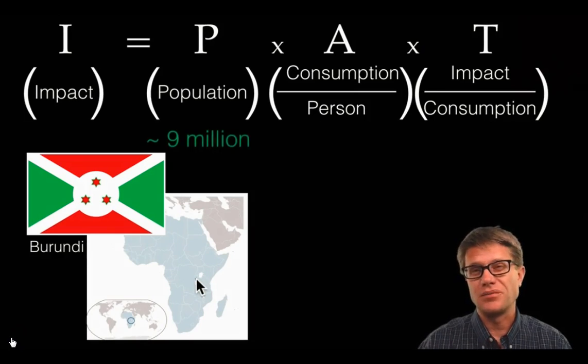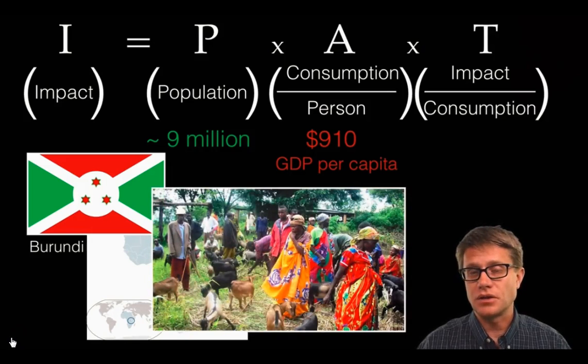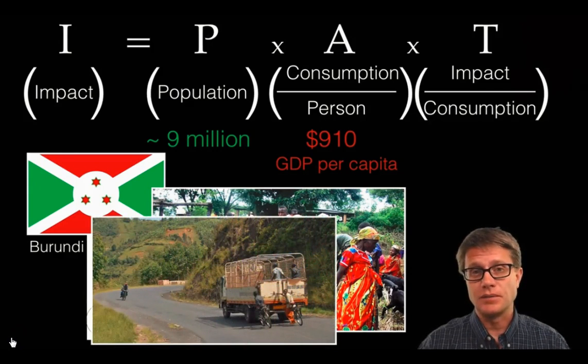If we look at how much money they make, the average person makes $910 per year. What does that mean? They don't get much money, so there can't be much consumption. If we look at the major industry, it's going to be agriculture. Meat is rare because it's going to be highly expensive. If we look at transportation, bicycles are really common. And so is there a huge impact in Burundi on the environment? No, it's going to be relatively low.